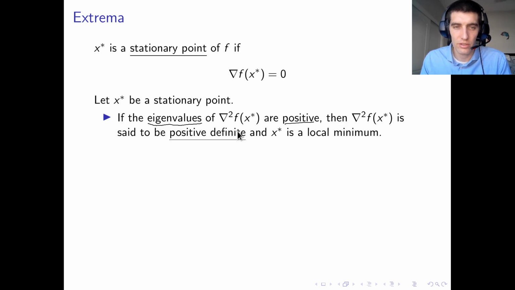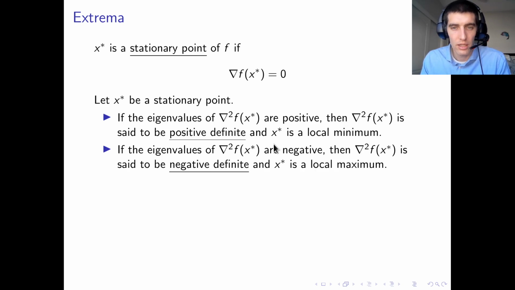Okay, so if the eigenvalues are positive, then the Hessian is positive definite, and the x star is a local minimum. If the eigenvalues are negative, then this Hessian matrix is said to be negative definite, and the point is a local maximum. Okay, so this is just extending the second derivative test again.